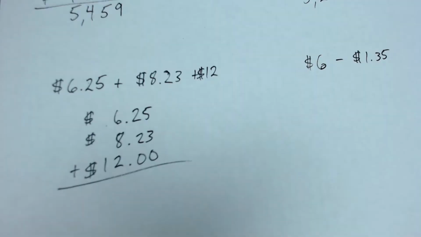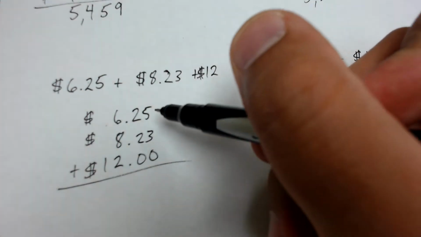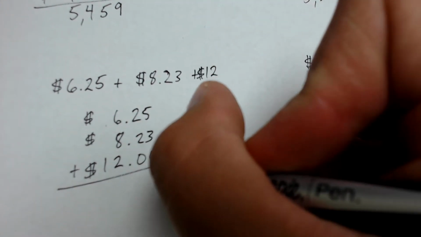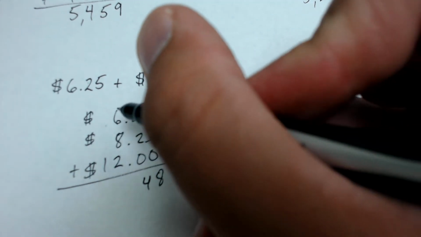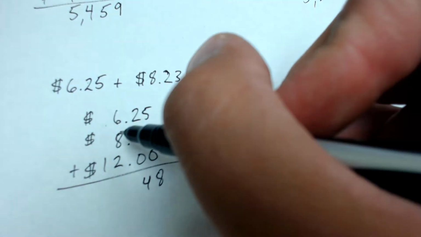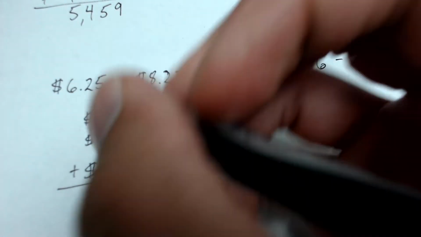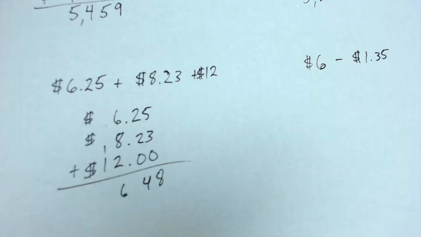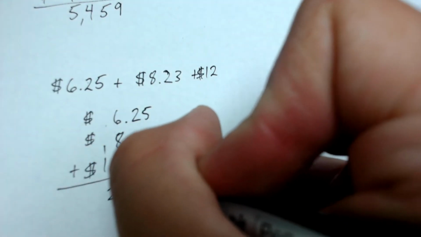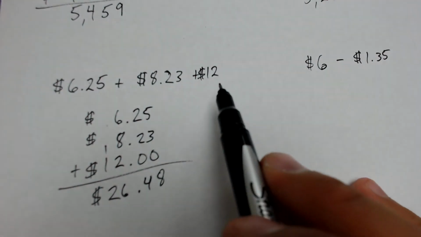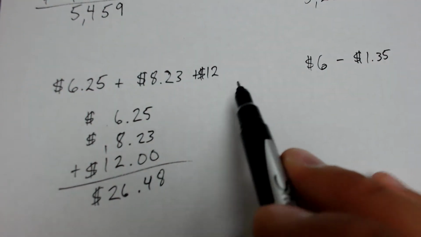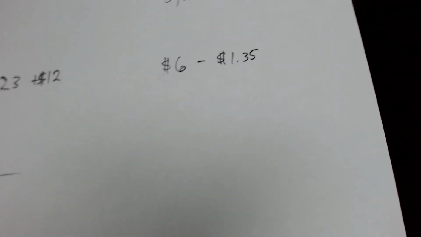And this is all money, so I want to make sure everything is labeled correctly. So from here, 5 and 3 adds up to 8. 2 and 2 add up to 4, or 40 cents. And then 6 and 8 adds up to 14 plus 2 is 16. Carry the 1. And I've got $26.48. So the trick here is make sure that on these whole dollar amounts you're putting the decimal points and adding the zeros. Now let's go to the subtraction.